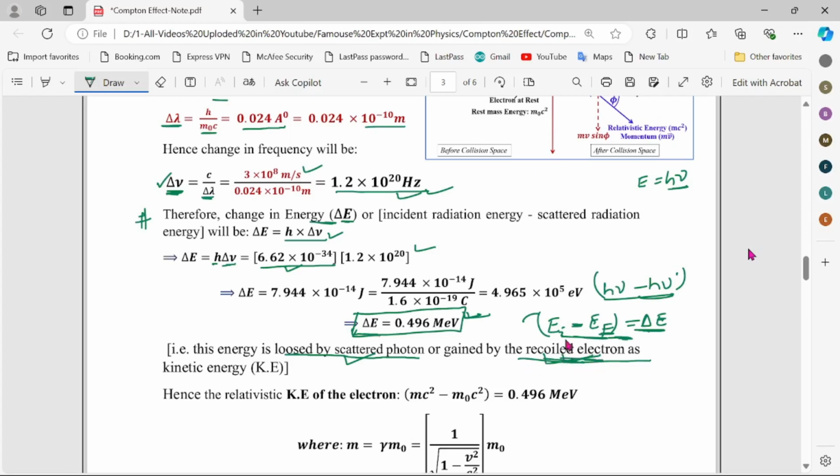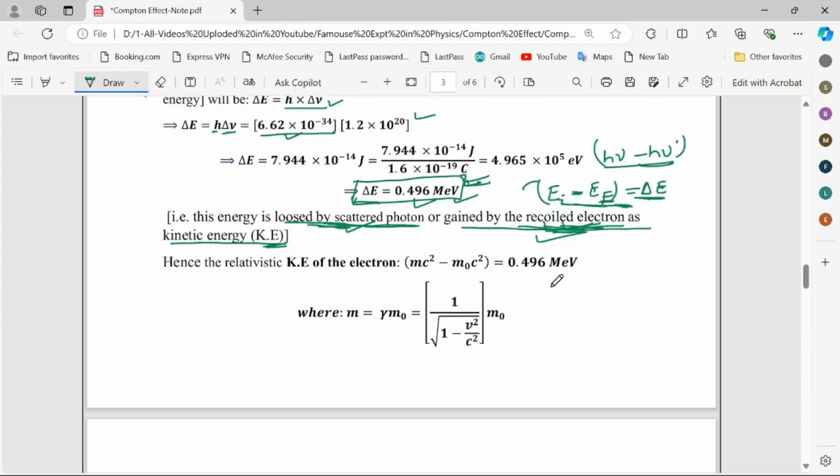So the recoiled electron gained this much energy, and this energy is utilized as kinetic energy of the recoiled electron. Again I am telling, this change in energy, delta E, is lost by the scattered photon, gained by the recoil electron, and utilized as kinetic energy of the recoiled electron.